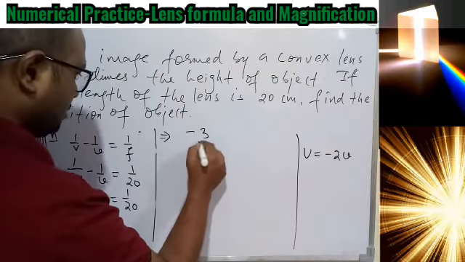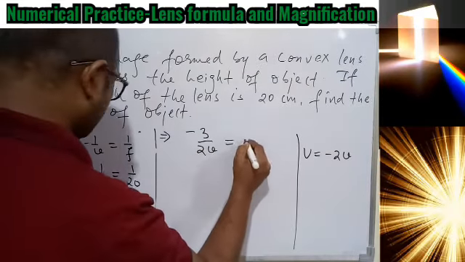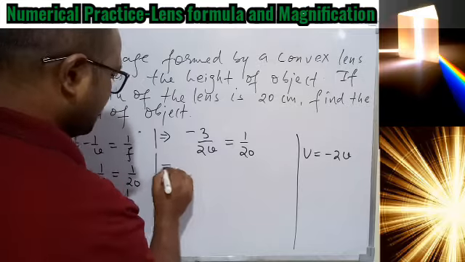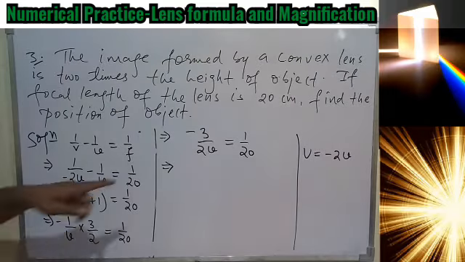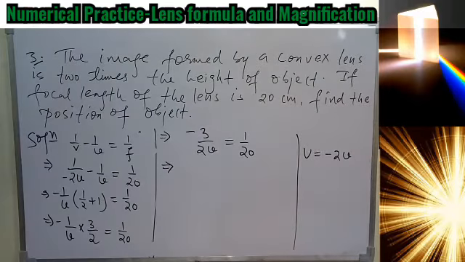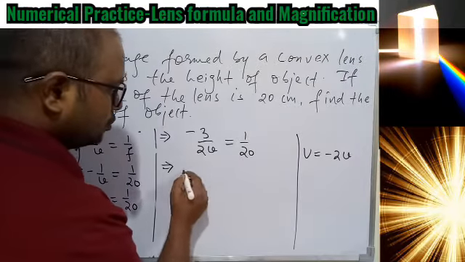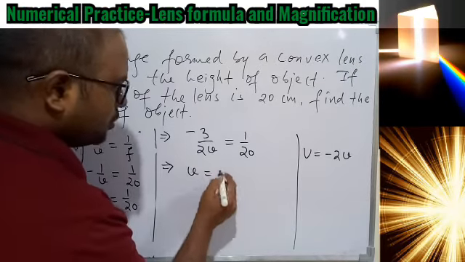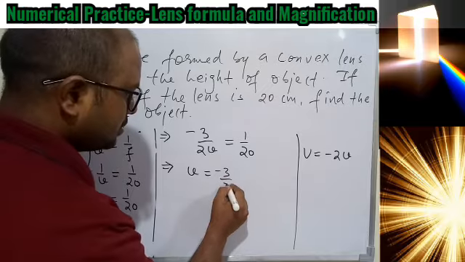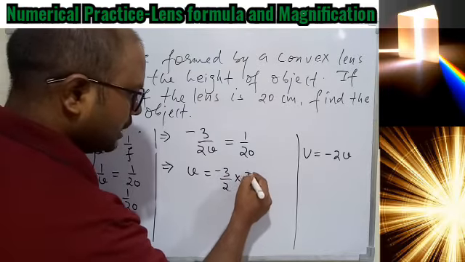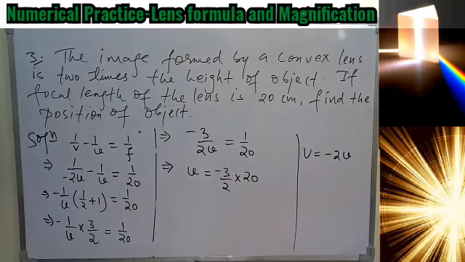Minus 3 by 2u is equal to 1 upon 20, and from here let's find u. That is the answer we need to find, that is, the object distance. So we can write u will be equal to minus 3 by 2, and 20 will come to this side. I hope it is understood.